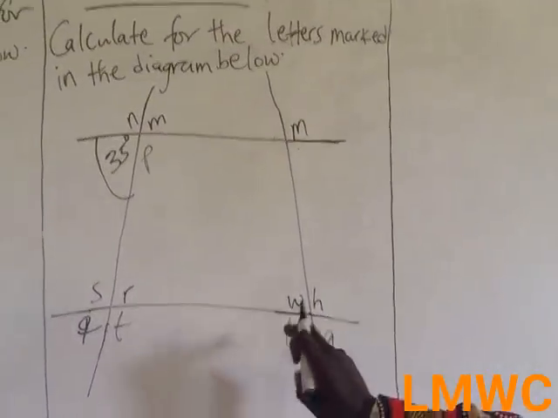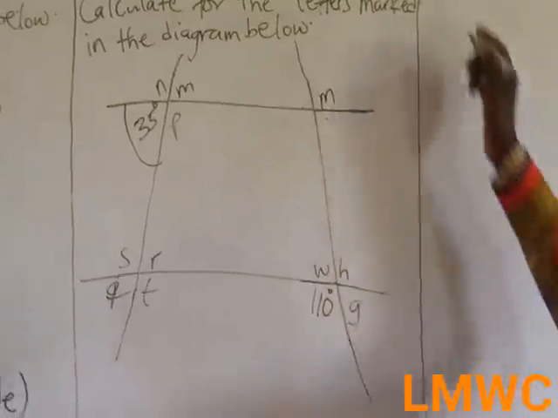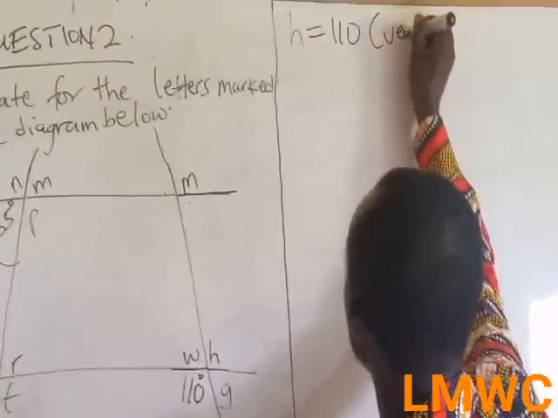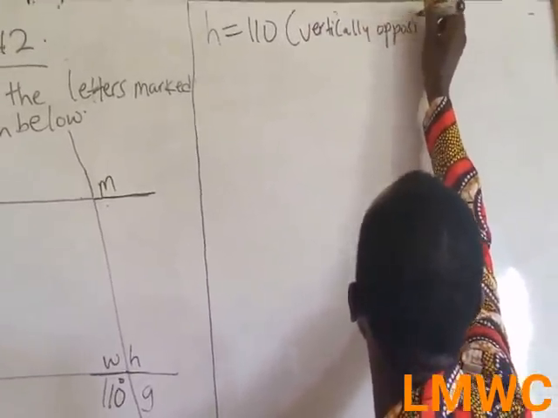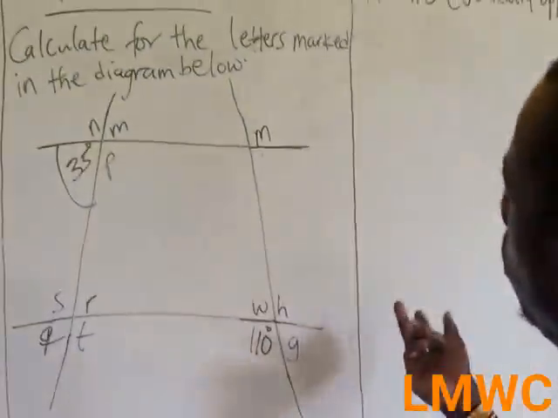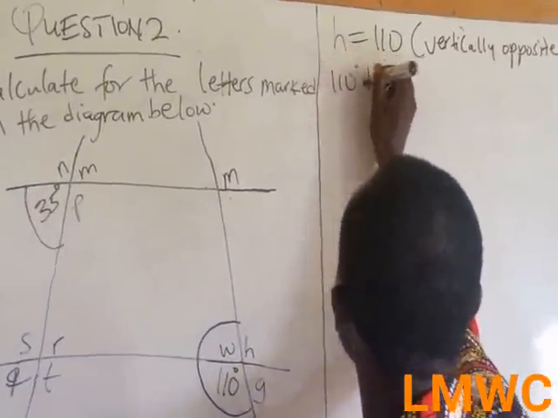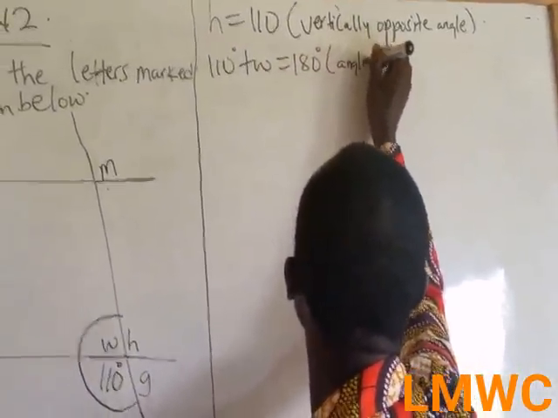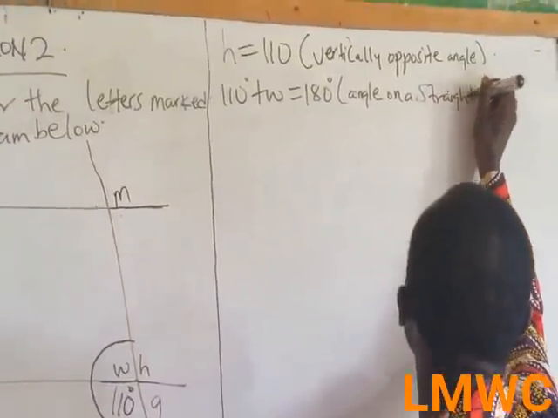I have given you here 110. What is H? H is vertically opposite to 110. So H is 110, vertically opposite angle. W, let me use angles on a straight line here. Angles on a straight line add up to 180 degrees.